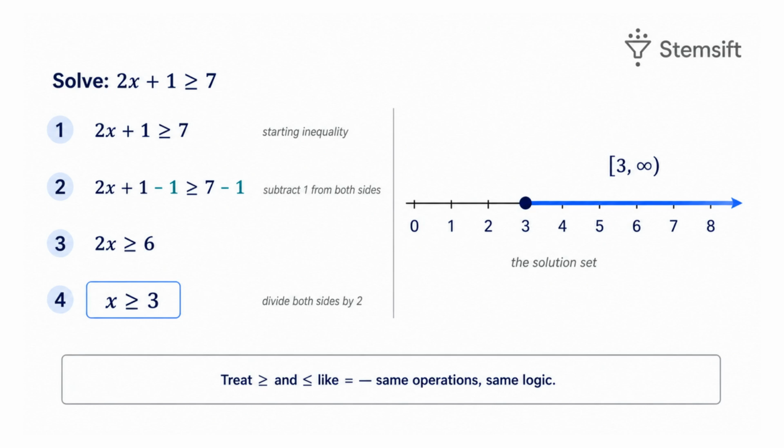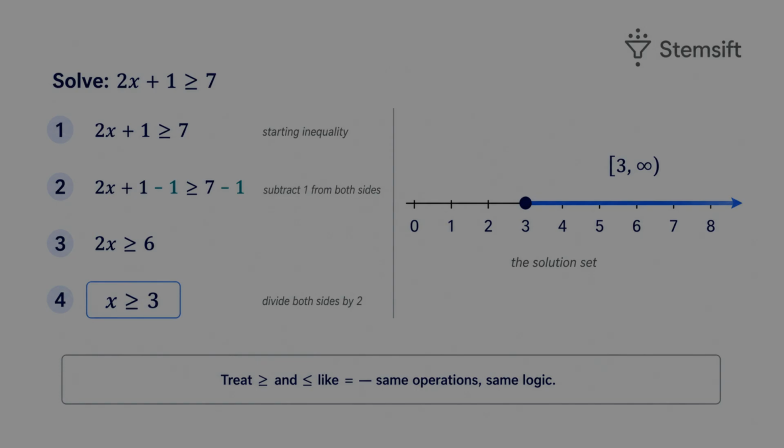Notice what we did here. We treated the inequality almost exactly like an equation. Add the same thing to both sides? Fine. Subtract the same thing from both sides? Fine. The relationship between the two sides doesn't change. But, and this is important, there's one operation that breaks this rule. One thing you can do that flips an inequality on its head. And if you're not careful, it'll trip you up every time. Let's look at it next.